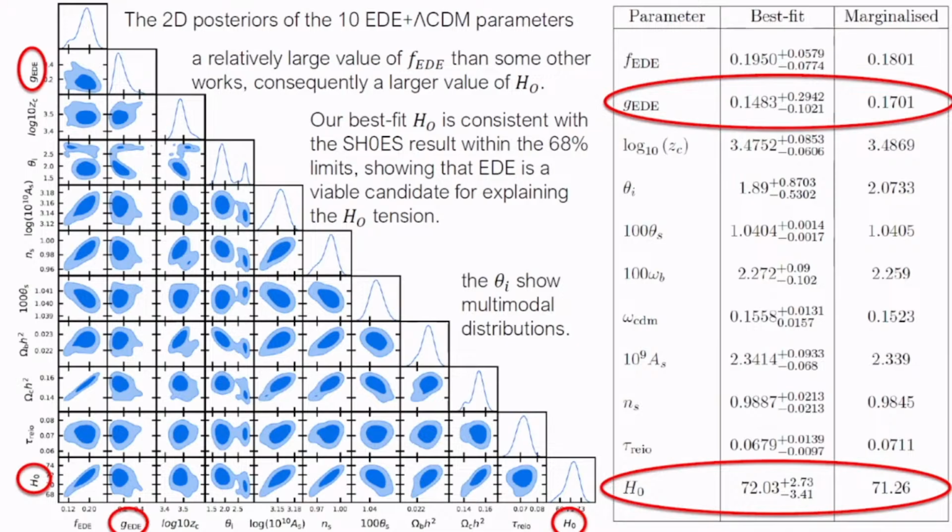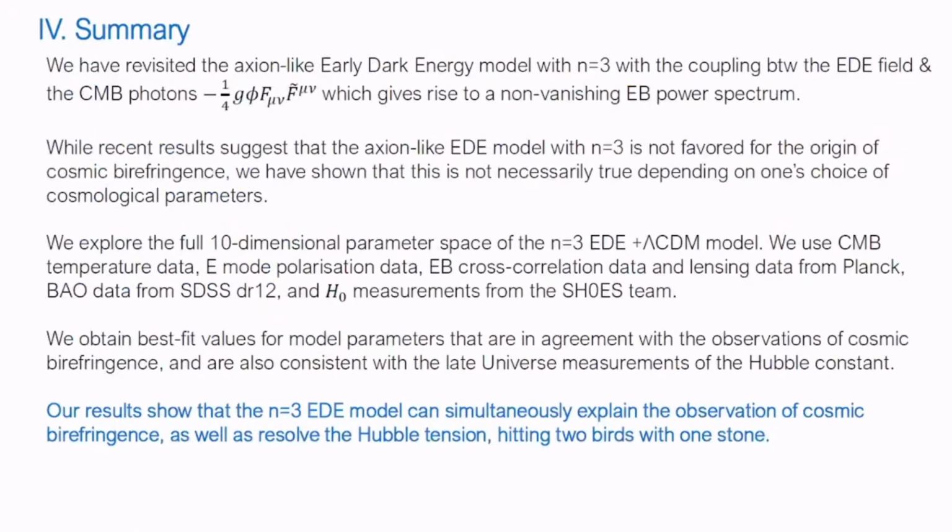Okay. So essentially that's what I wanted to say. The main message is that we just revisited the early dark energy model with n equals 3, and by searching the whole parameter range at the same time, not only can we address the Hubble tension problem, but we can also get better consistent results for the birefringence result. That's the main message. Okay, thank you very much.